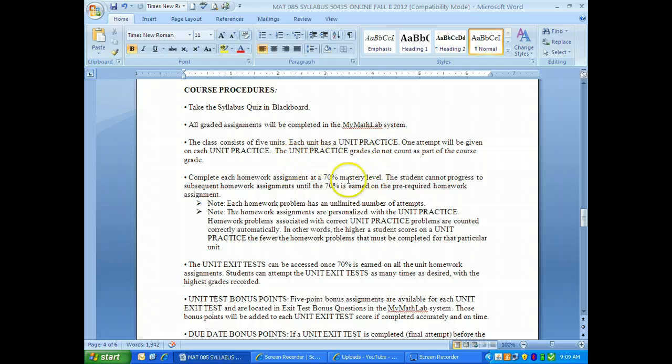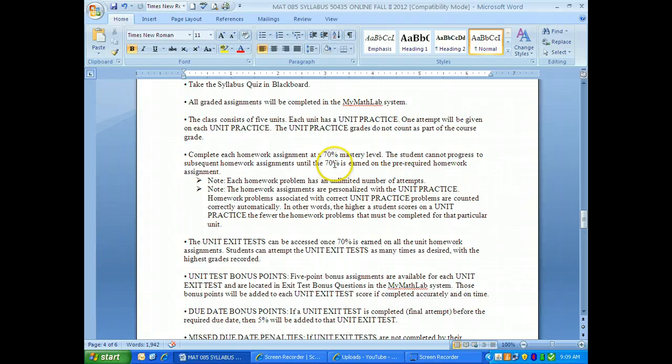It has 5 units. Each unit begins with a unit practice. This just gives you an idea of where you stand. The homework assignments are tied to the unit practice, so the better you do on the unit practice, the fewer the number of homework problems you'll have to do. Unit practice does not count as part of your grade. You only have 1 attempt, but it does open up the homework assignments.